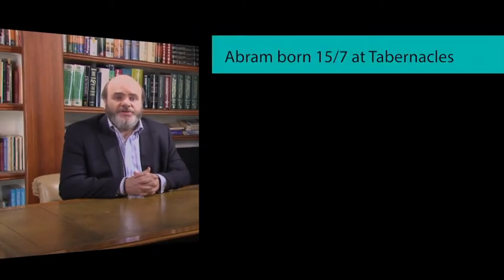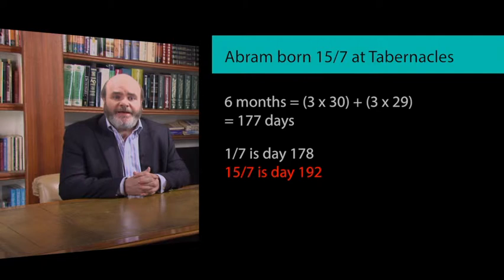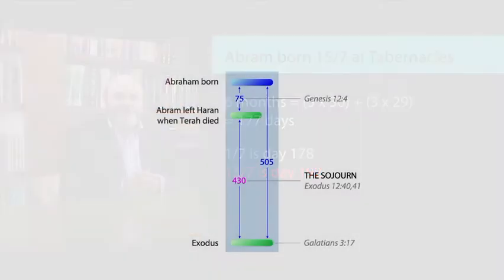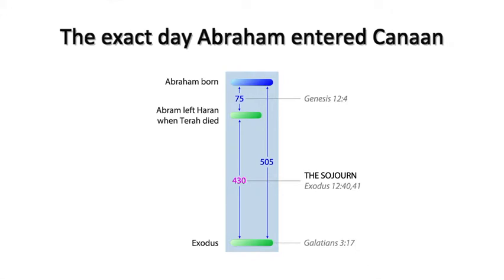Now, we can demonstrate the Bible's perfect accuracy over this period. Previously, we showed that Abraham's birth must have happened on the opening day of the new redemption cycle, which was on Tabernacles, the 15th day of the 7th month. We've seen that the length of the cycle from his birth to the Exodus is exactly 505 years. And the time from his entry into the land to the Exodus is exactly 430 years.